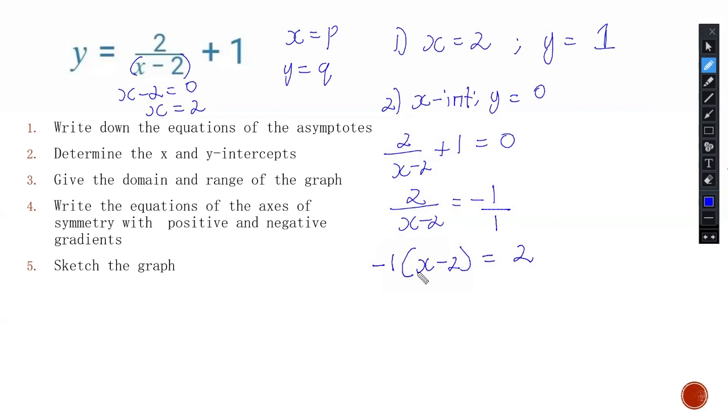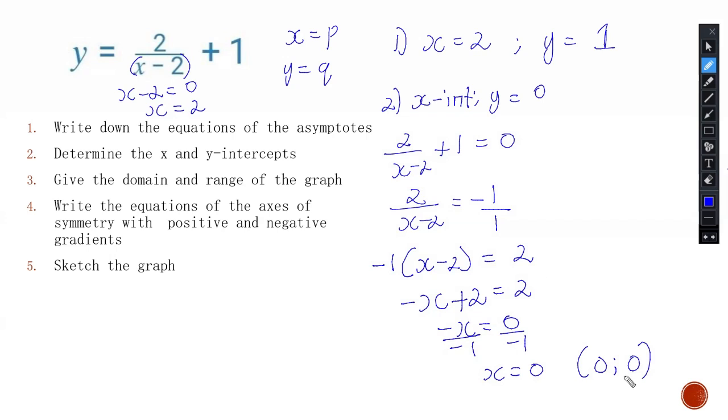Now, if I multiply here, negative 1 times x is negative x. Negative 1 times negative 2 is positive 2, and then it's equal to 2. Now, if I take this and transpose over to that side, that's 2 minus 2, which will give me 0. And dividing both sides by negative 1, x is still equal to 0. Right. So just like that, I now have my x-intercept. In terms of coordinates, this will be (0, 0).